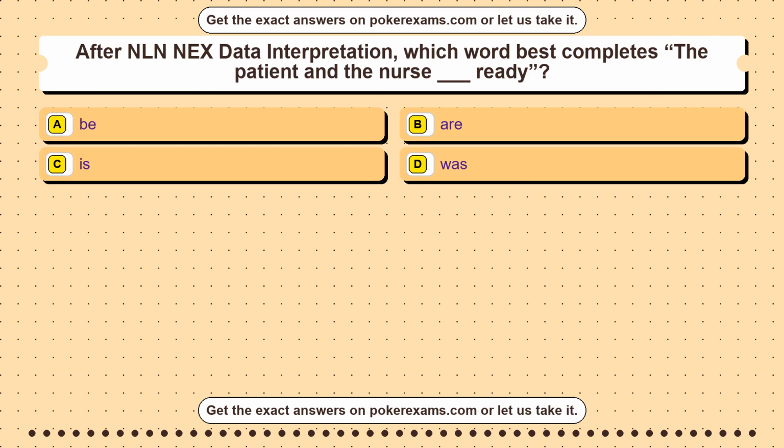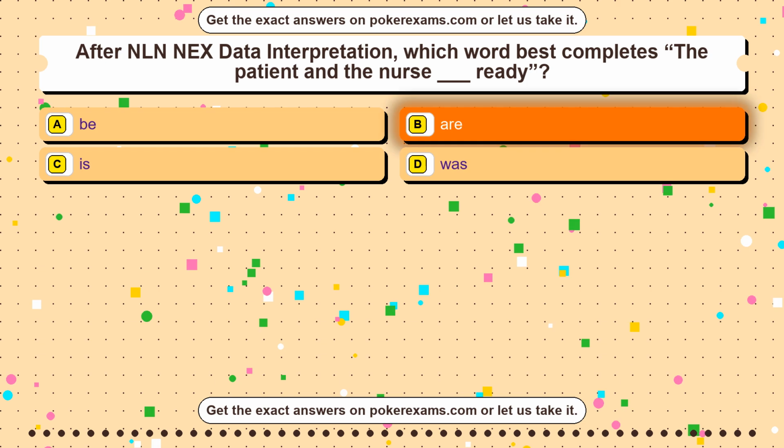Question 16. After NLN NEX Data Interpretation, which word best completes the blank: the patient and the nurse blank ready? Option A, be. Option B, are. Option C, is. Option D, was. The correct answer is option B, are.